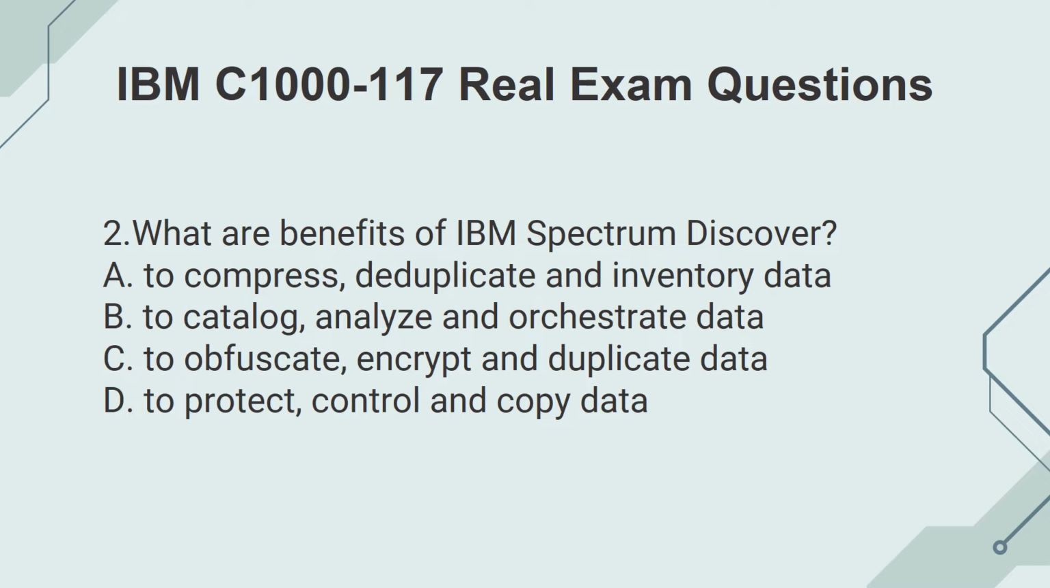2. What are benefits of IBM Spectrum Discover? A. To compress, deduplicate and inventory data. B. To catalog, analyze and orchestrate data. C. To obfuscate, encrypt and duplicate data. D. To protect, control and copy data.